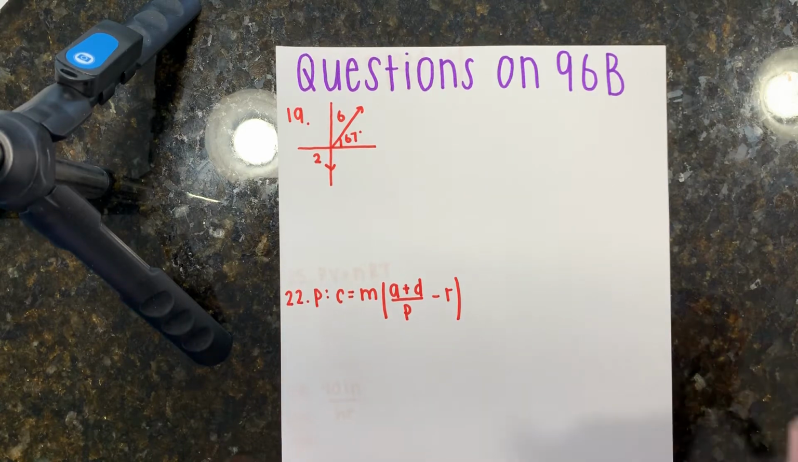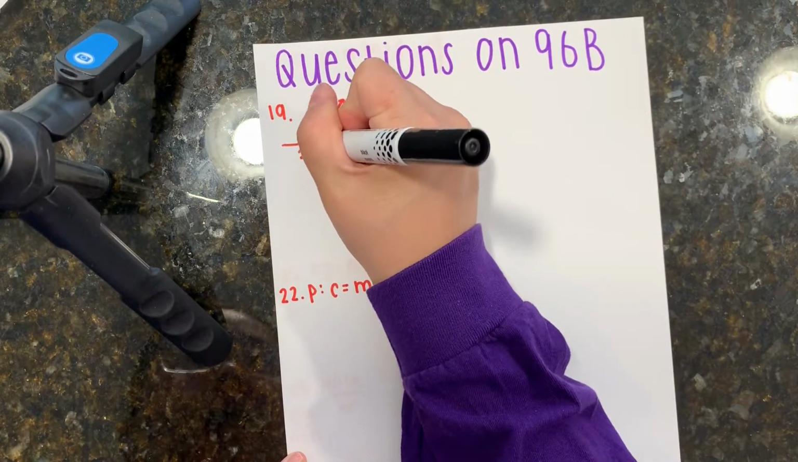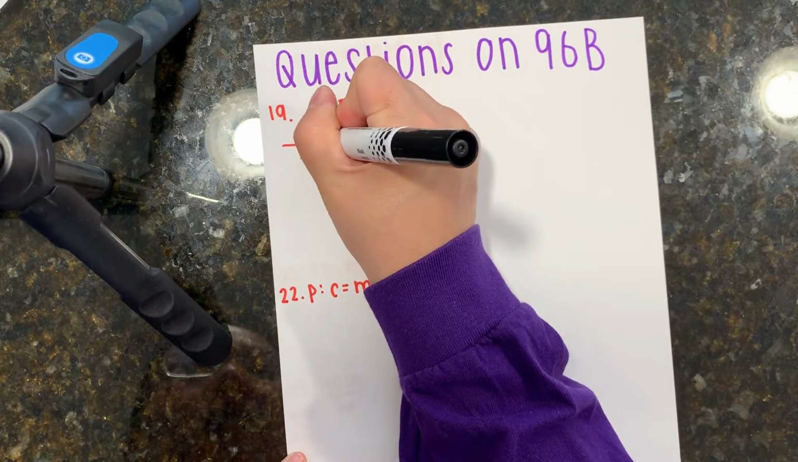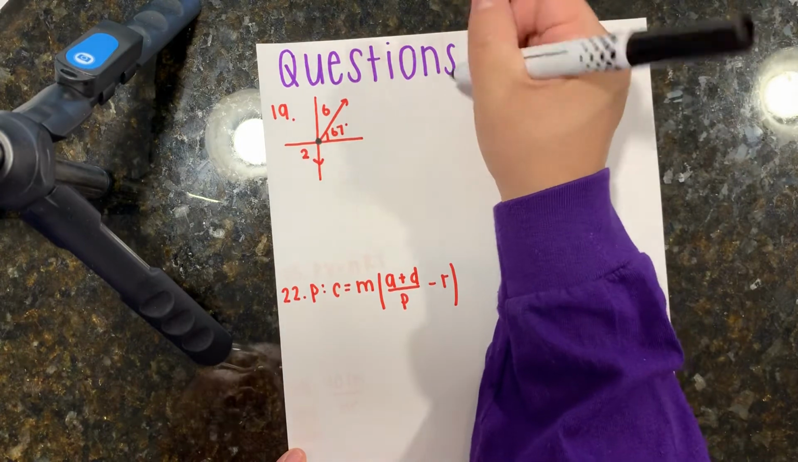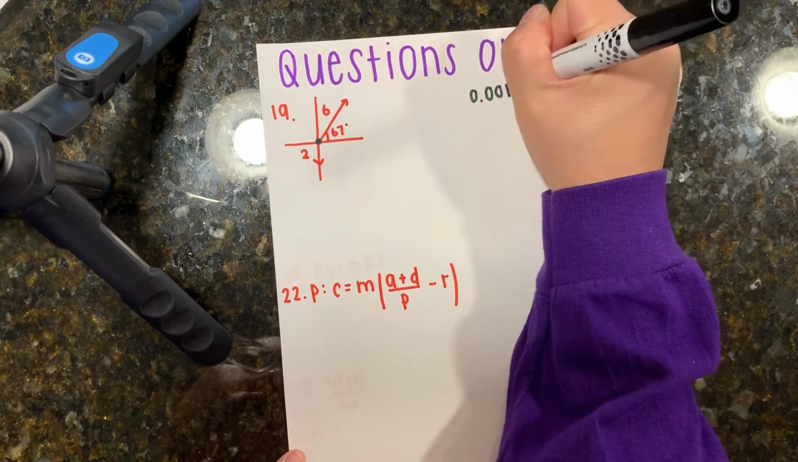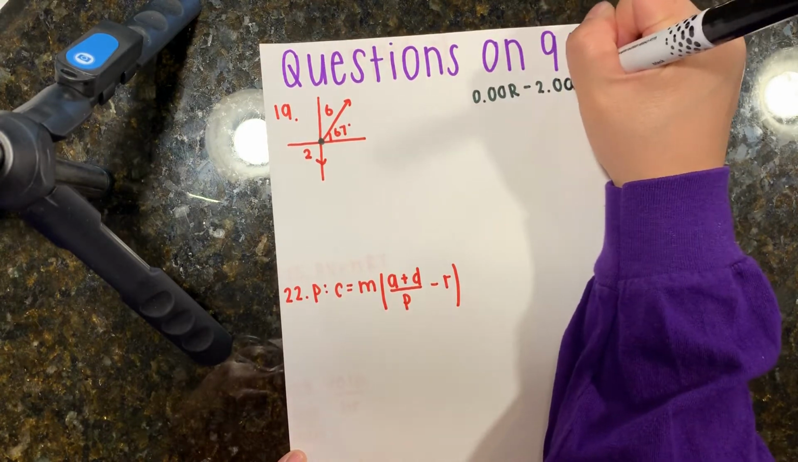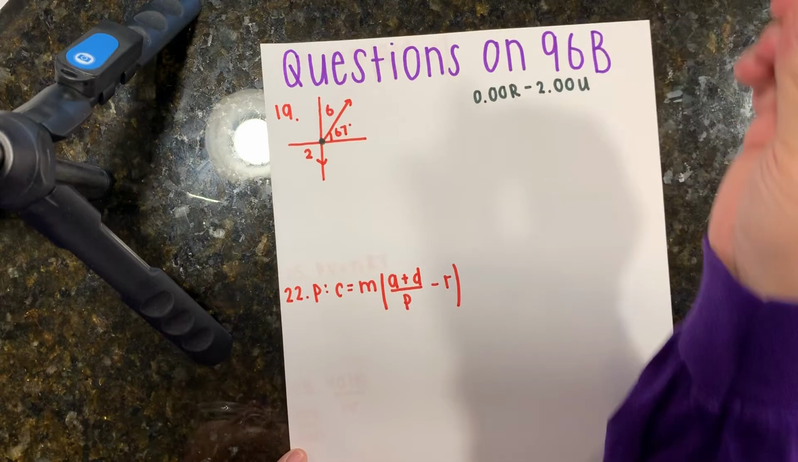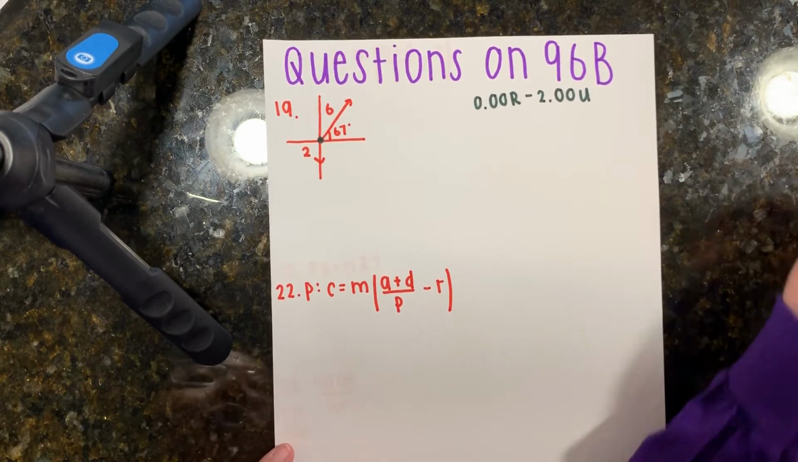So for number 19, the first thing that I'm going to recognize is that this arrow right here is going away from the origin 2 spaces down. Remember, that's not going left or right, so that means I have 0.00R, but it is going down 2 spaces, so it'd be 2.00U. And it's going down in the negative direction, so it'd be negative 2.00U.